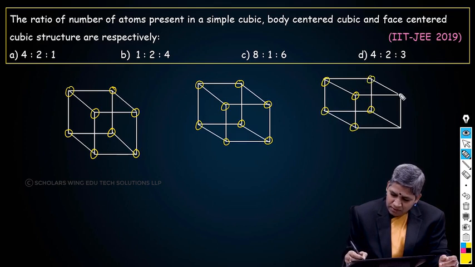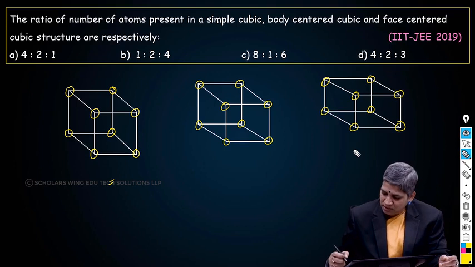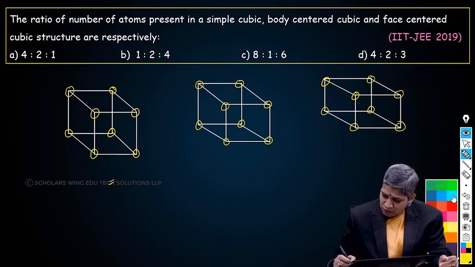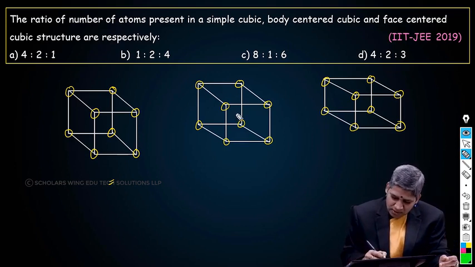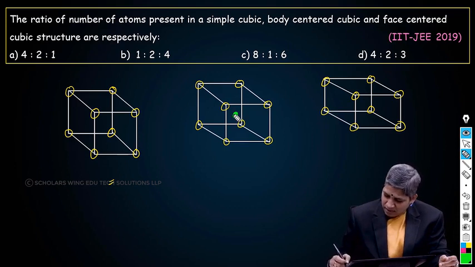Apart from this, we know this is primitive type, but these two are centered type of unit cells. So you have other positions. Here, body center. Very good. Here, we'll take one more color.